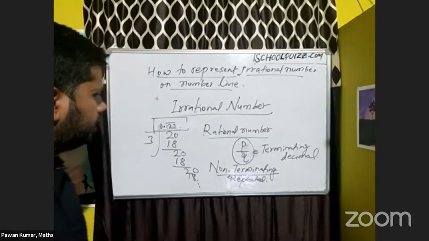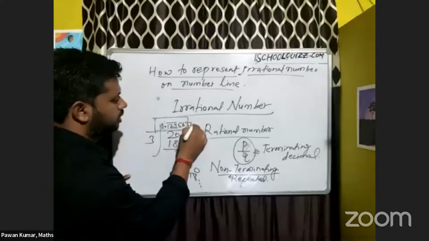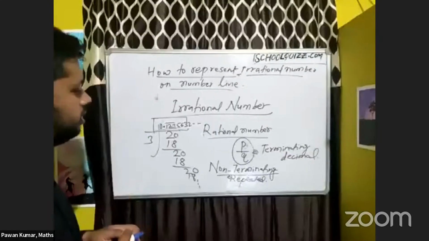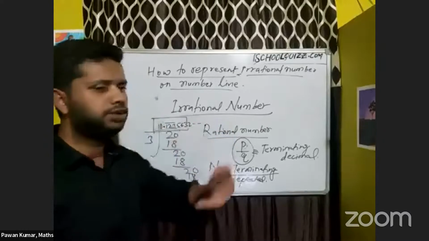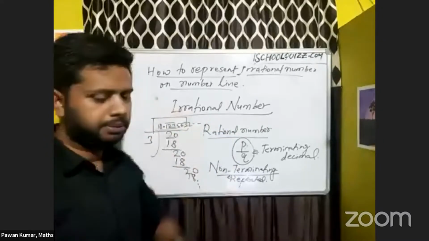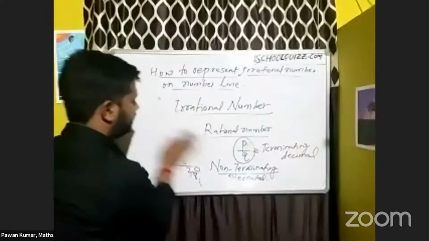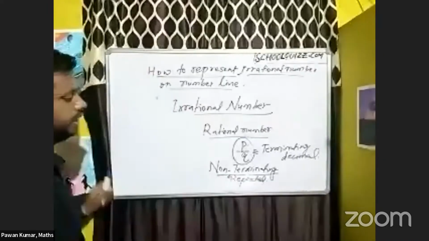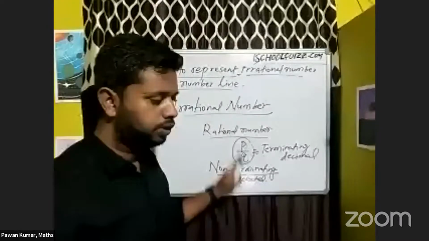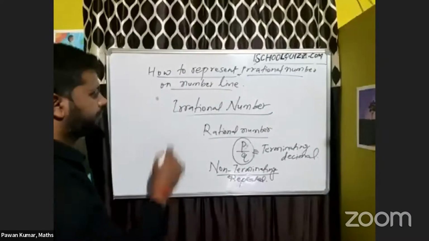If I'm dividing by any number and I'm getting decimals that are not repeating either, and I can't repeat them, those types of numbers we call irrational numbers.